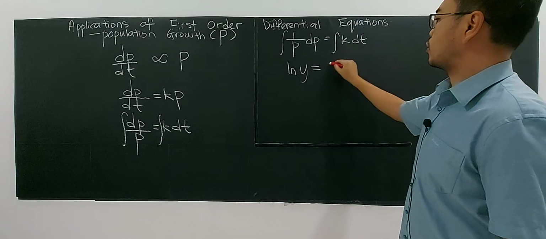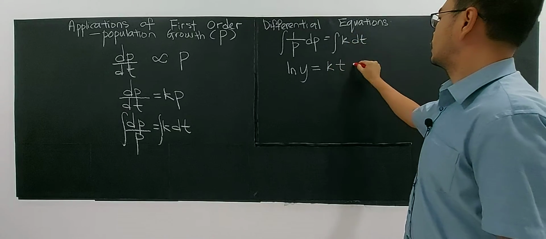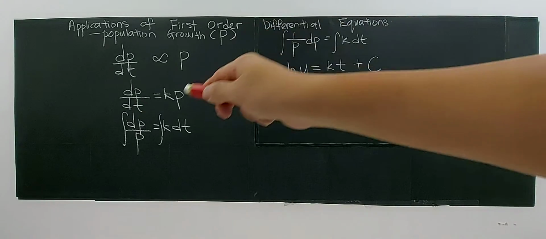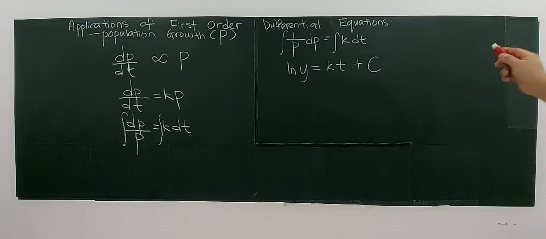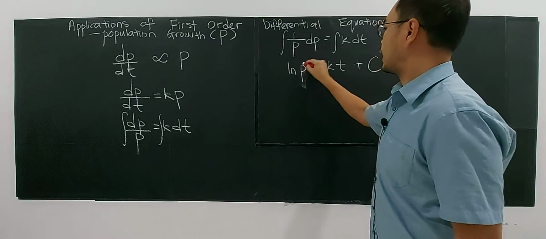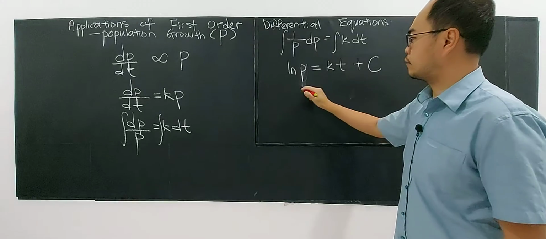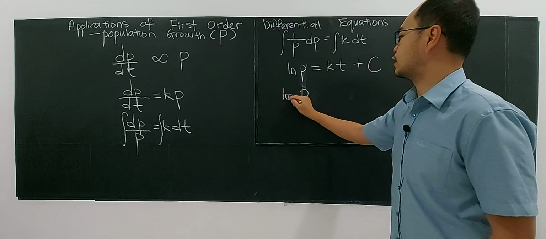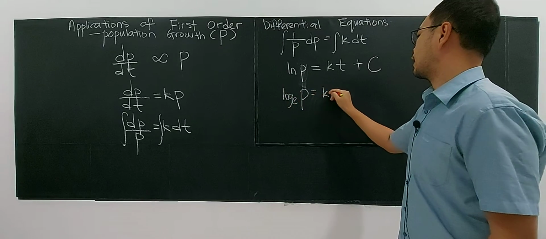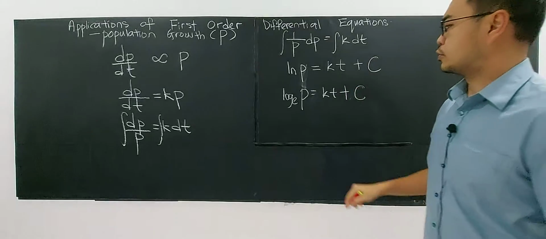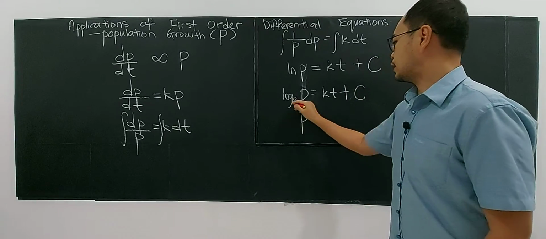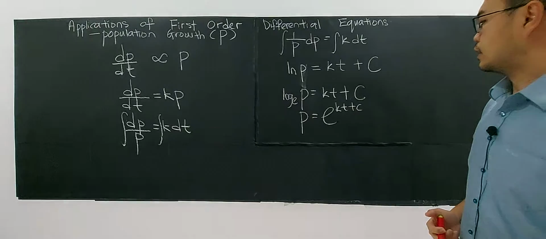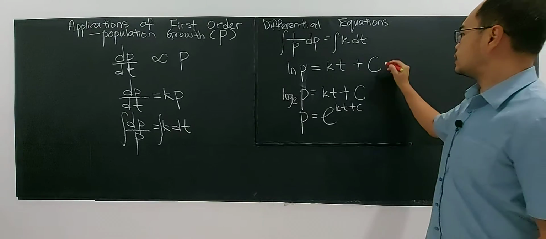For this side, k is a constant. Integrating it gives kt plus a constant c. This is the general solution of this model. But I want to write P in terms of t, because I want the formula for population. So I rewrite this, knowing that it is a log base e: ln P equals kt plus c, so I bring the e to the other side, giving P equals e to the power of kt plus c.